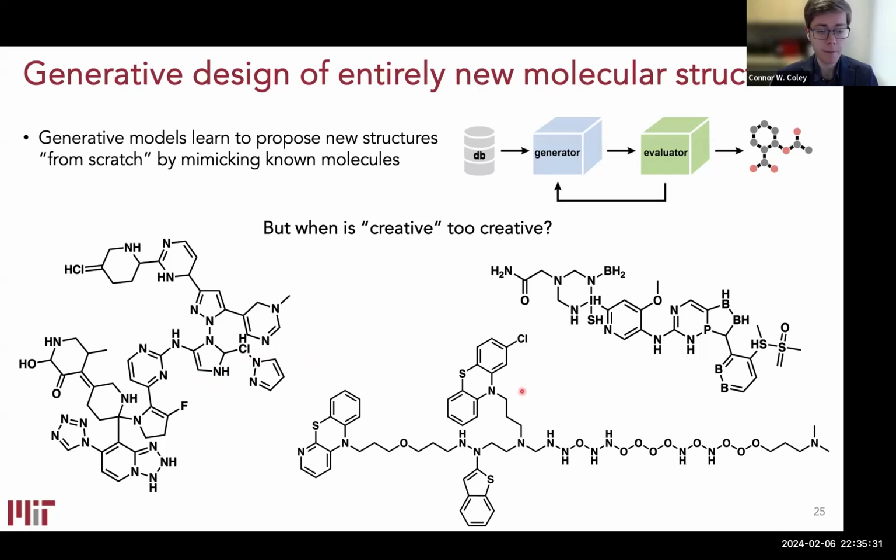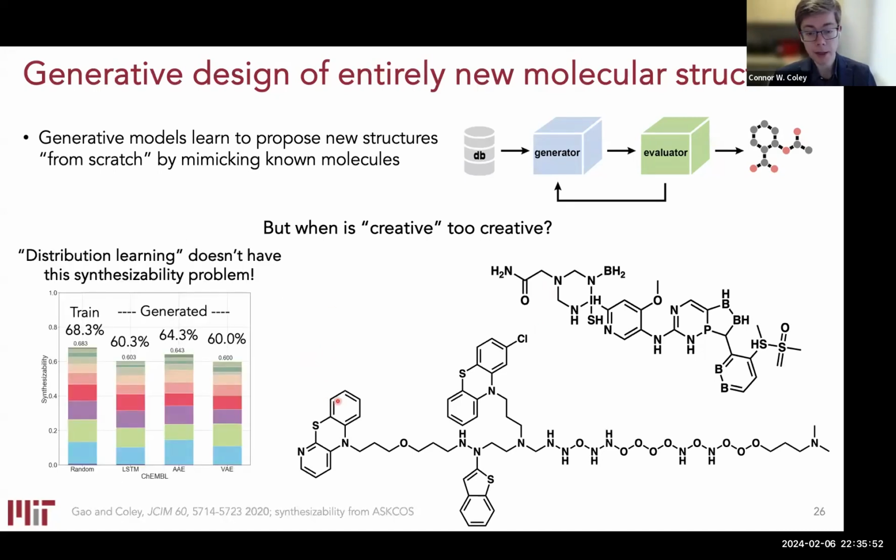They're structures that maybe maximize what the evaluator thinks is a good molecule, but that doesn't match what a chemist would think is a good molecule. And so there's a sort of misalignment between the structures that are being generated and the types of structures that are actually useful to us as chemists.